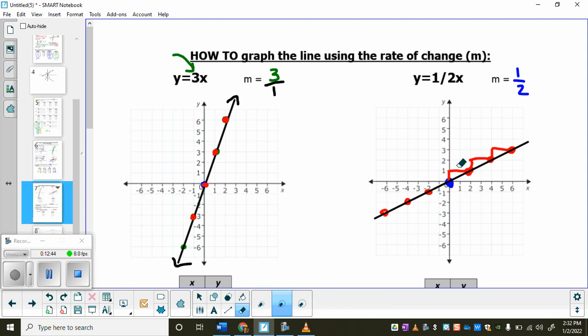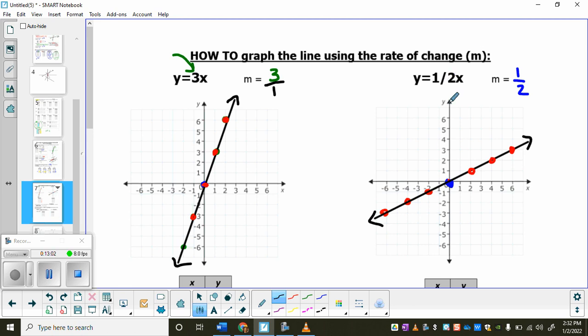And now I'm going to come through and erase my staircase there. I don't need that. So again, from the origin, I had a point here, here, and here. And let's make sure we put our little arrows. Cool. So we now graph the line, the proportional line, y equals 1/2 x.